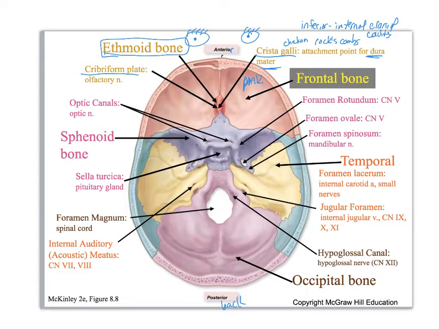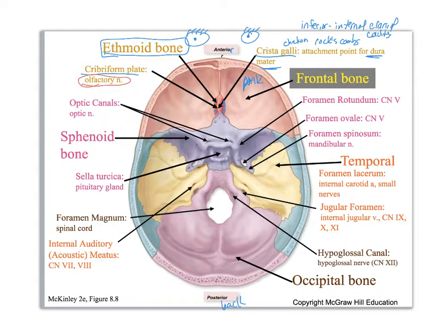Now the cribriform plate is this flat area, all right? So this is horizontal and flat. You've got one on either side, and what you need to know is it's got little holes that go through it, lots of them. These holes are for olfactory nerves to go into your nasal cavity, okay?